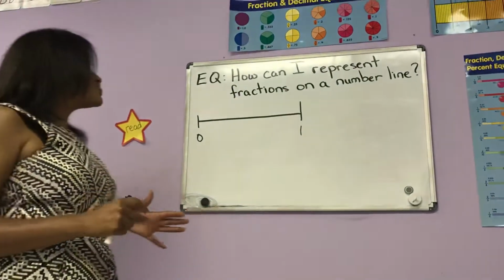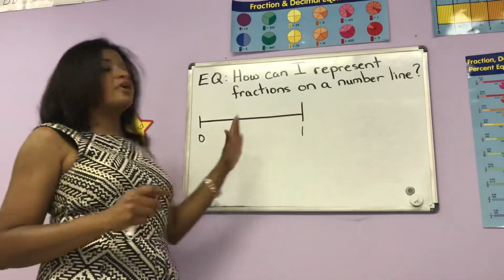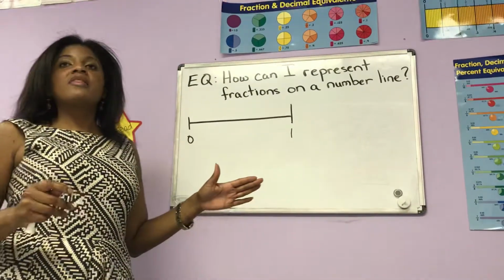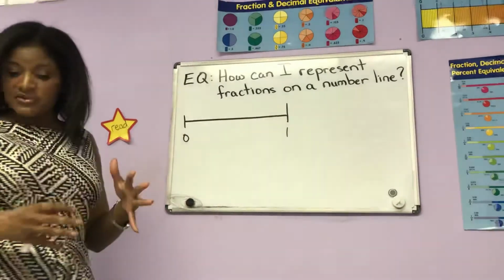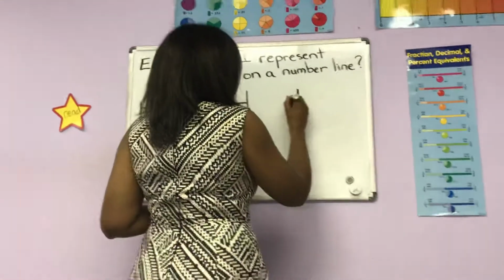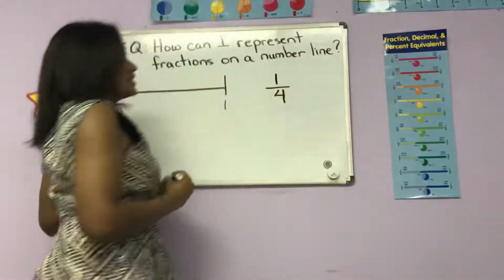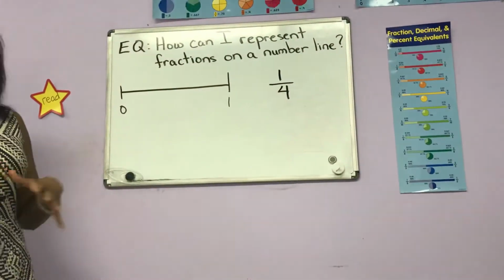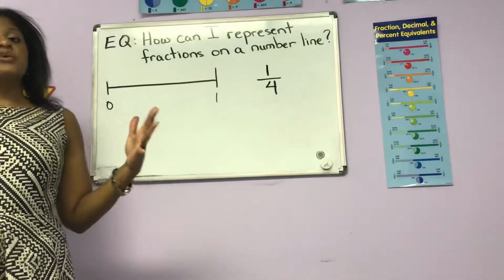So proper fractions are fractions that are between 0 and 1. So they are greater than 0 but less than 1. And a fraction is a number that looks like this. It is a number that is, again, greater than 0 and less than 1.